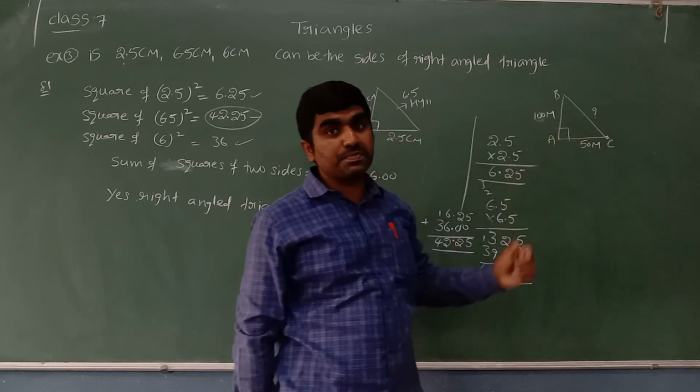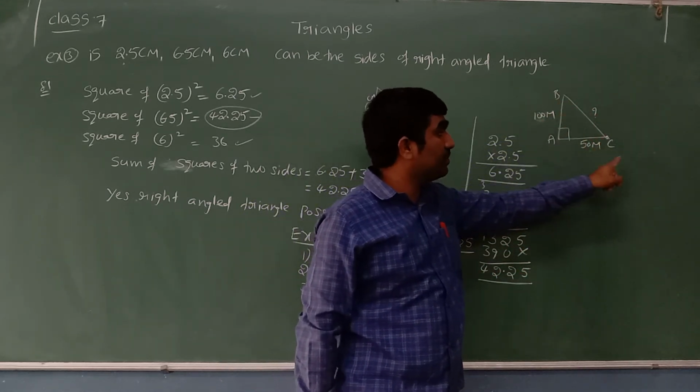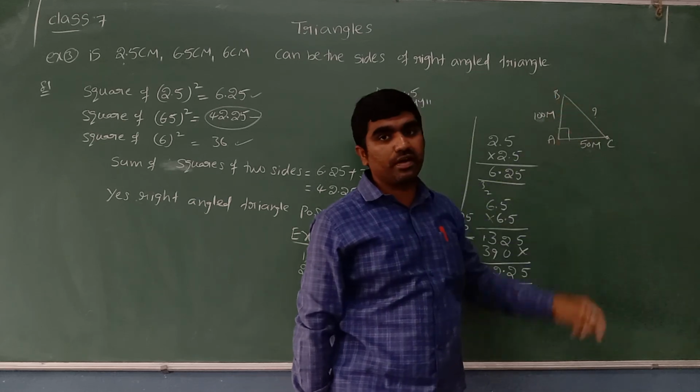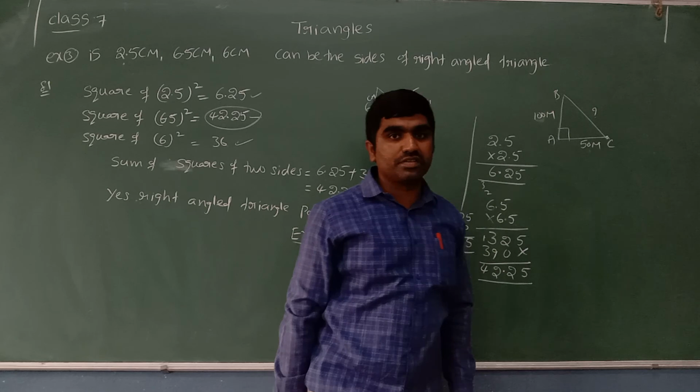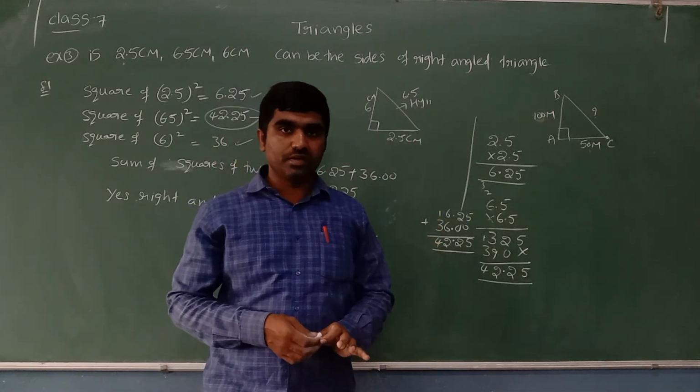By using the Pythagoras property, we can find the distance from the person's eyes to the top of the building. We know the lengths of two sides and we have to find the third side. This is one of the applications of the Pythagoras condition.